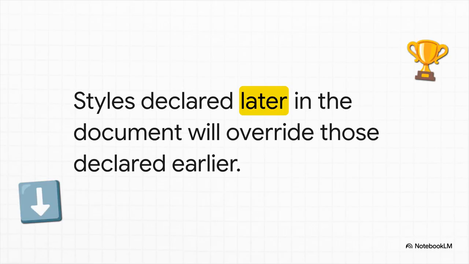Let's do a quick mini quiz to test this out. Look at this code block. First, we tell the paragraph to be red, and then right underneath it, we tell the exact same paragraph to be blue. So which one wins? Well, because styles declared later in the document overwrite earlier ones, meaning the browser reads top to bottom, the blue color wins. It's the absolute simplest tiebreaker the browser has.